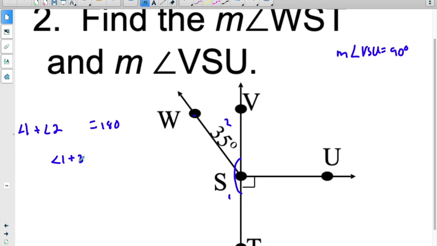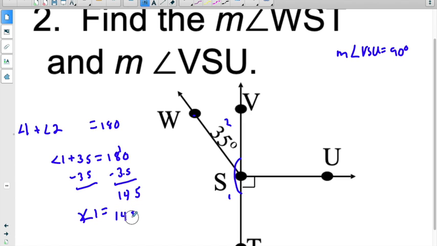35 degrees, and that's equal to 180 degrees. Solve for angle 1, subtract 35, subtract 35, angle 1 is equal to 145. So WST is 145 degrees.